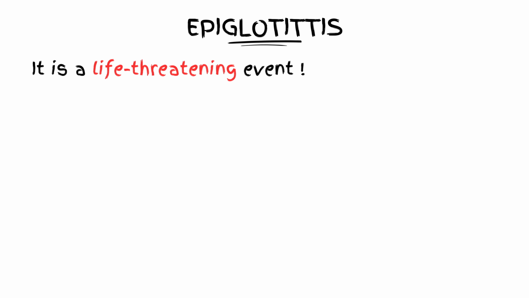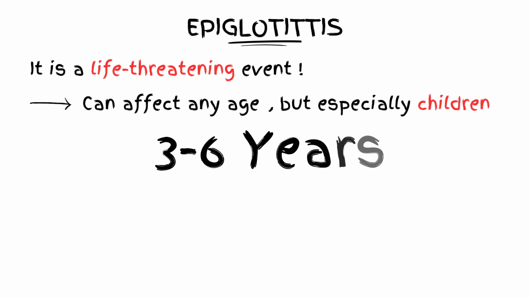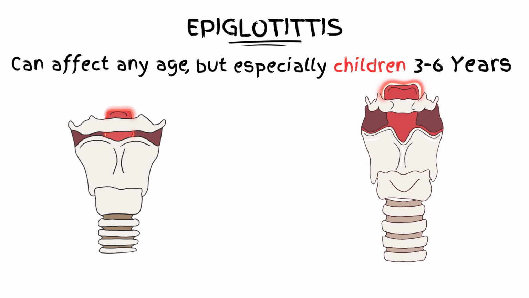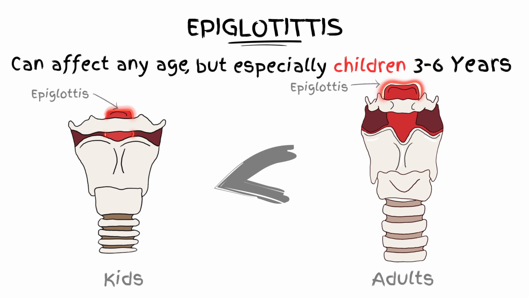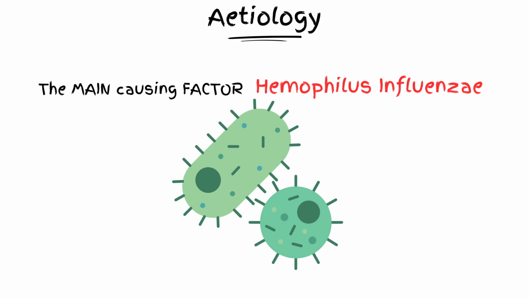Epiglottitis is a life-threatening event. It can appear at any age, but it is more frequent in children between 3 and 6 years old. This happens because a child's airways are particularly smaller than an adult's, so the obstruction occurs more easily. However, the main causing factor is the Haemophilus influenzae type B bacteria.